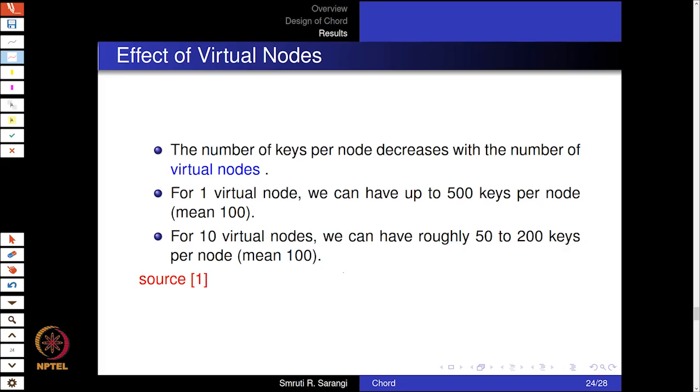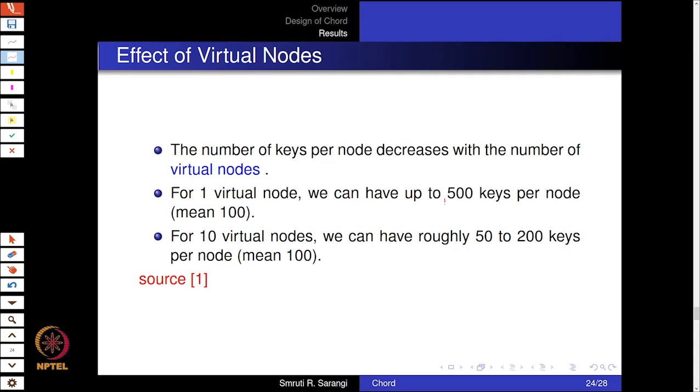So what we see is that the number of keys per node decreases with the number of virtual nodes. And also, why did we add virtual nodes? Well, we added virtual nodes for better homogenization and to ensure that no node becomes a hotspot. So for one virtual node, we could have up till 500 keys per node with a mean of 100. And for 10 virtual nodes, we can have roughly 50 to 200 keys per node.